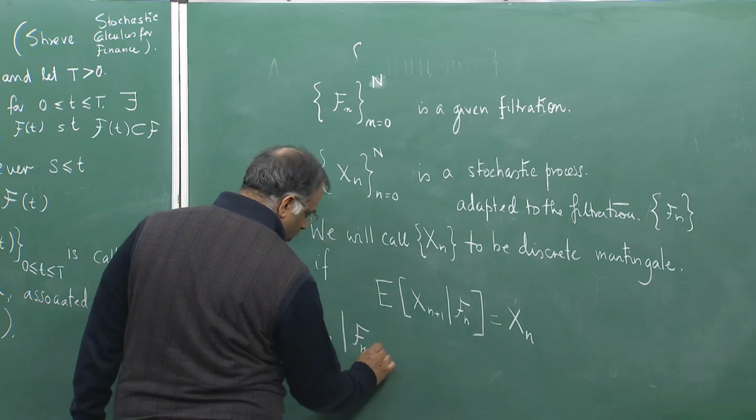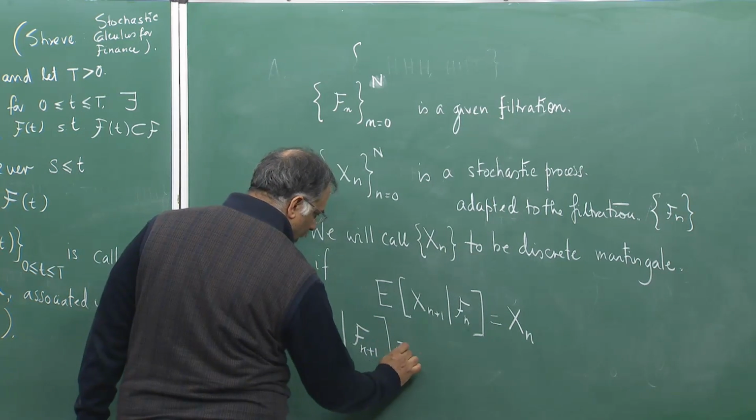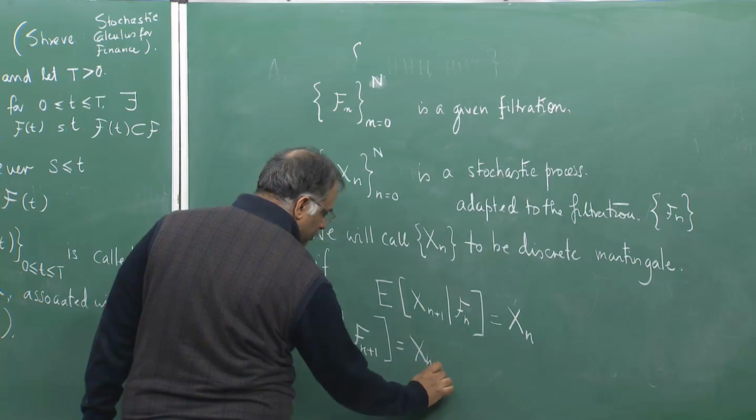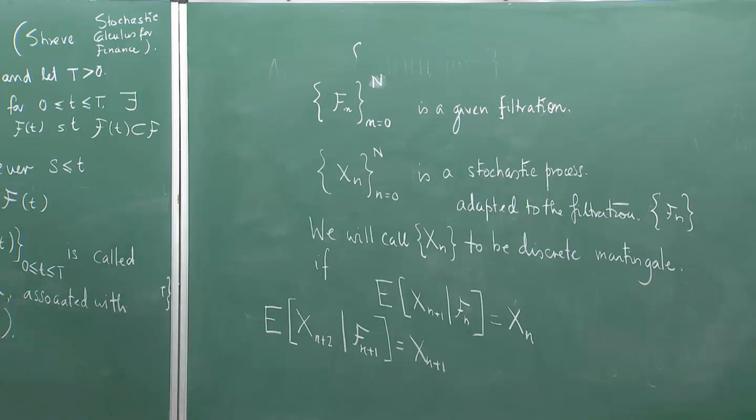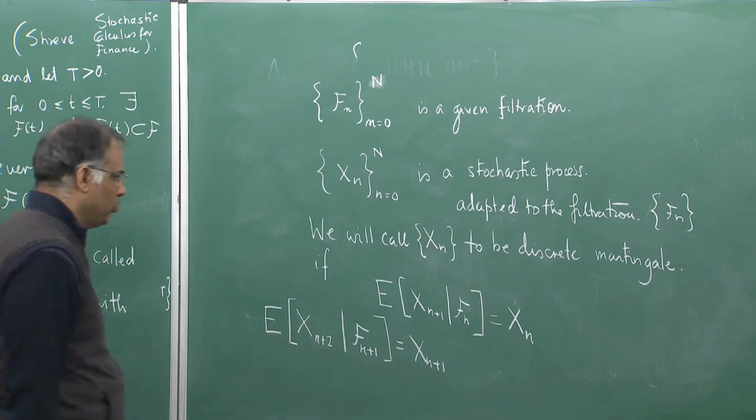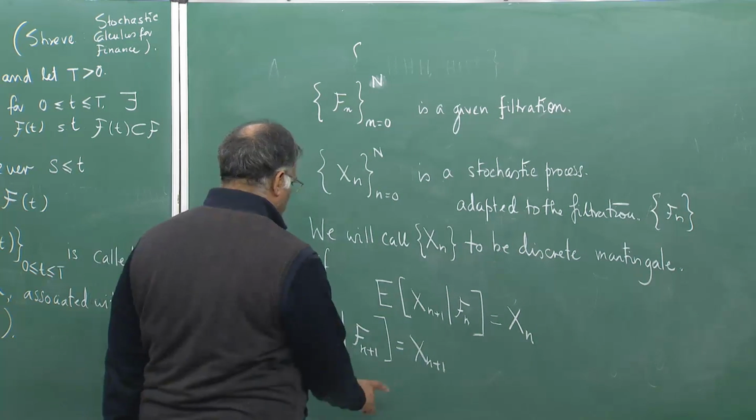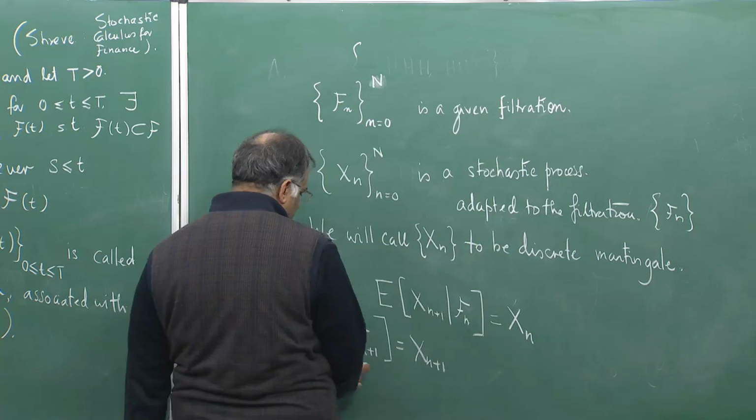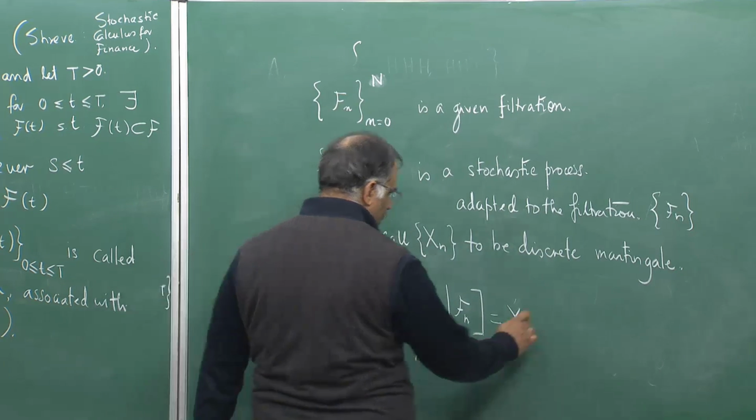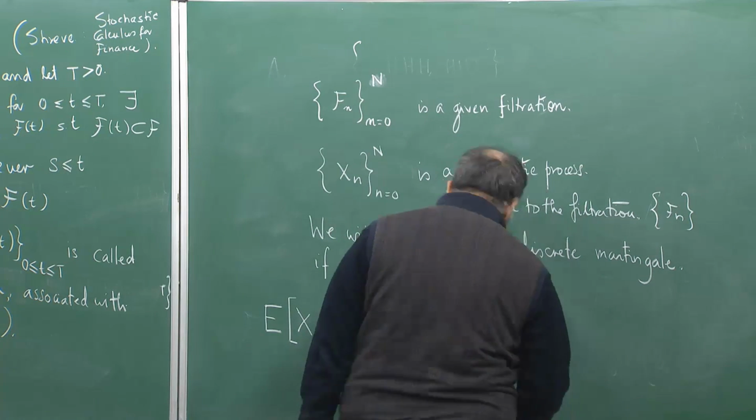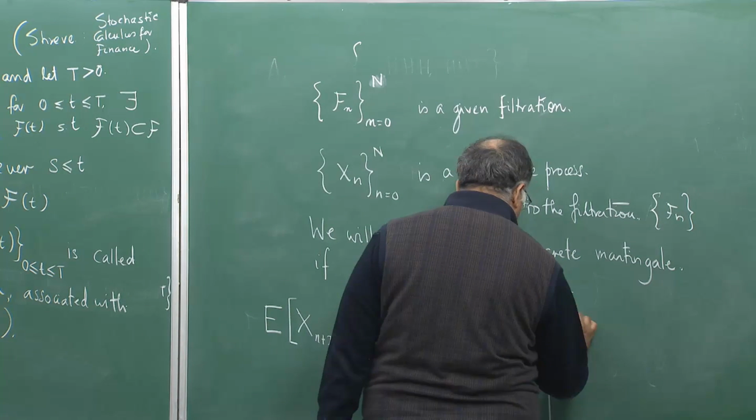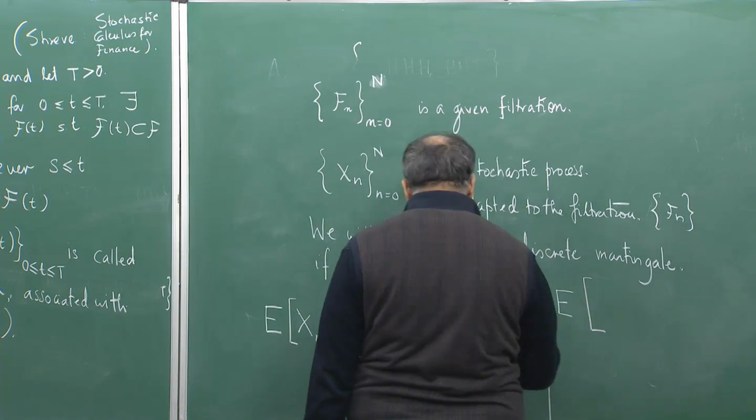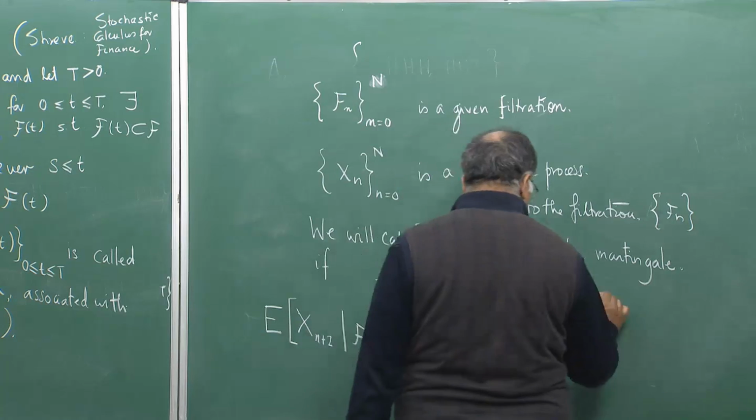f n plus 1, this will again become x n plus 1. So, this is what is known to me. Now, I will put this fact here. So, let me see what I get out of this, some little game with conditional expectation. So, this itself is again this.